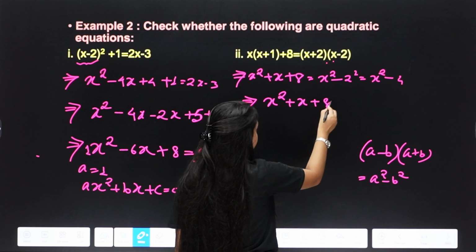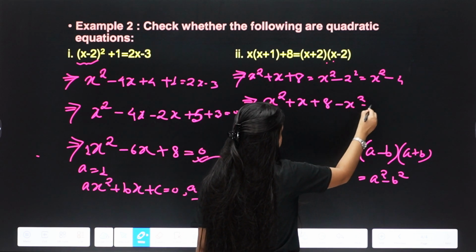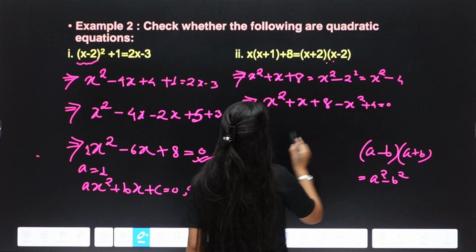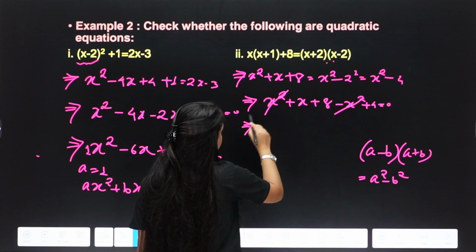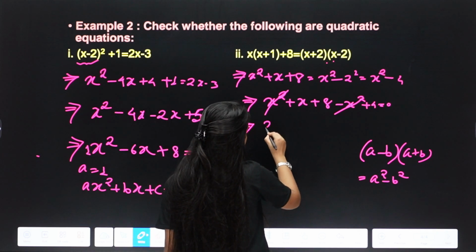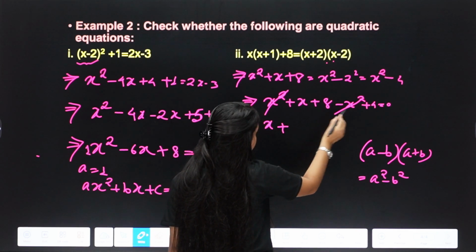So it will be x square plus x plus 8 minus x square plus 4 is equal to 0. The x square will be cancelled. Thus x plus 8 plus 4, that is x plus 12 is equal to 0.